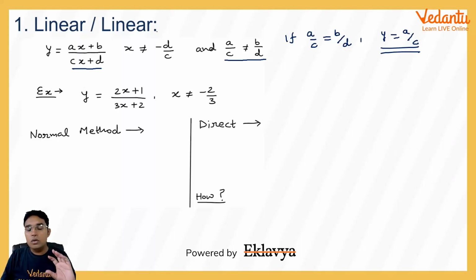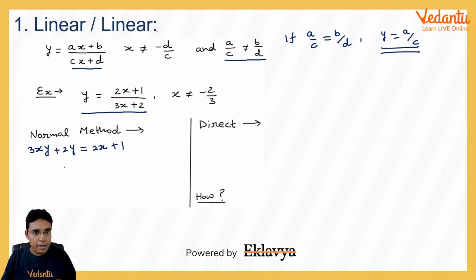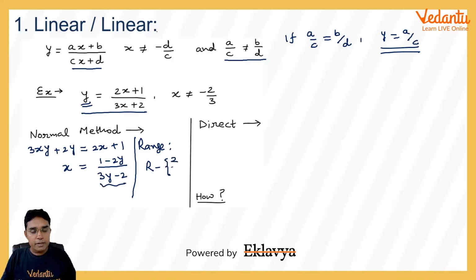Now, how to do these questions by the normal method? I think we normally do these questions by cross multiplication. I have taken this example. If we do the cross multiplication, we will get 3xy plus 2y is equal to 2x plus 1, and I will write x equal to (1 minus 2y) whole divided by (3y minus 2). Because range means values of y, here the range will be every real value except the value where the denominator becomes 0, that means 2 by 3.